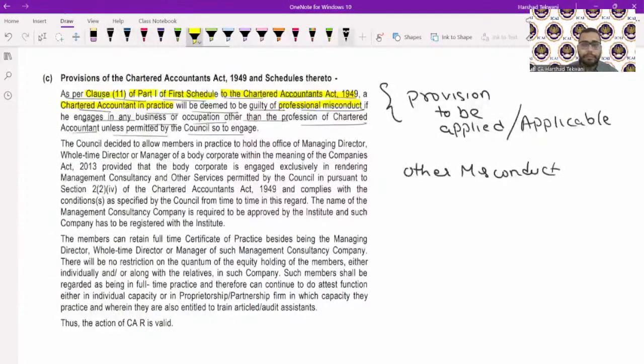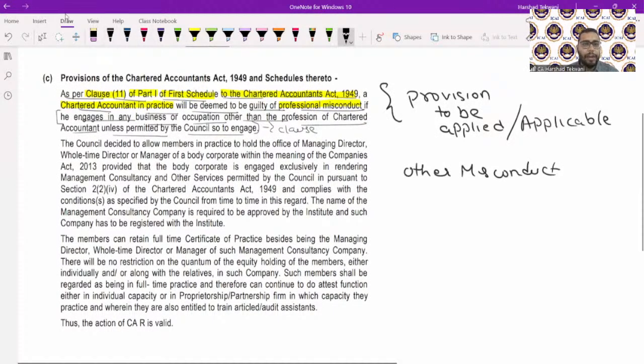Okay. If he engages, then from here to here, it is the clause that we are talking about: if he engages in any other business or occupation other than the profession of chartered accountant, unless permitted by council to do so.